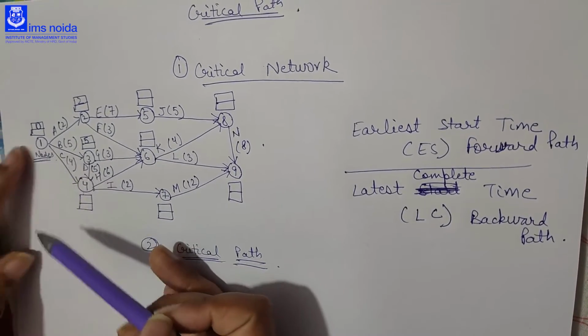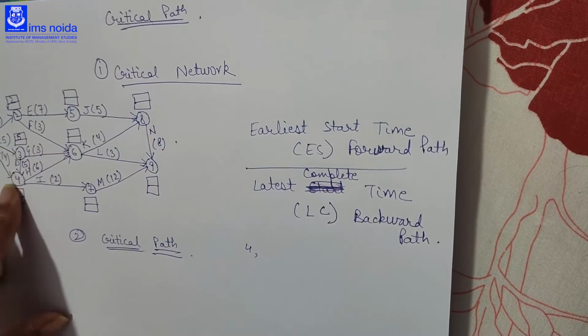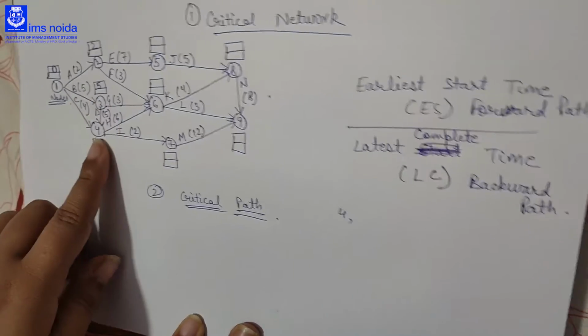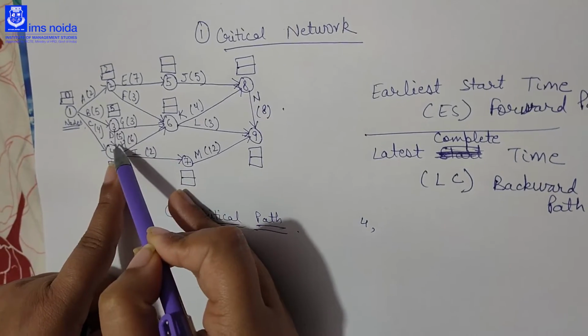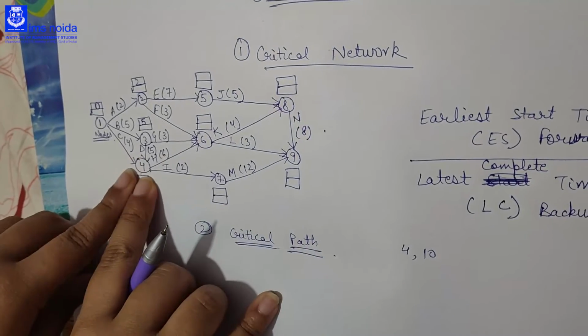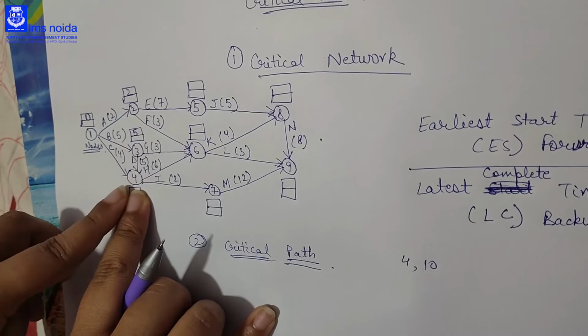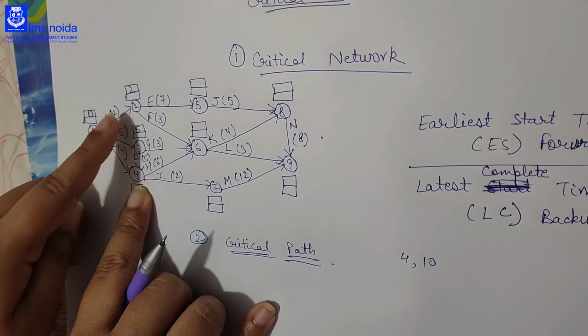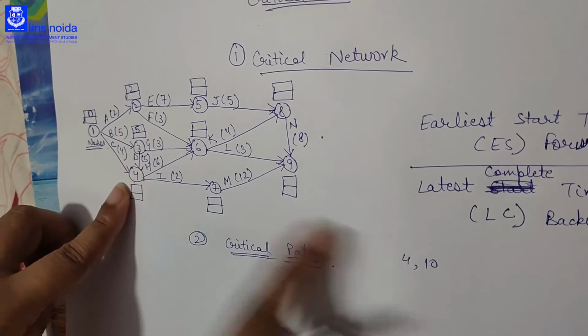If we move from 1 to 4, we require a time of 4 minutes, but to move from 3 to 4 we require 5 plus 5, that is 10 minutes. To come from 3 to 4, you will move from 1 to 3 and then 3 to 4. So 1 to 3 you required 5 minutes, and from 3 to 4 you required 5 minutes, that is 5 plus 5, 10 minutes.